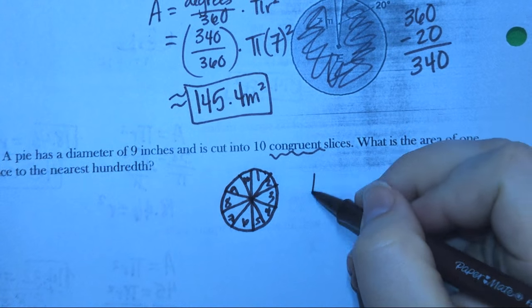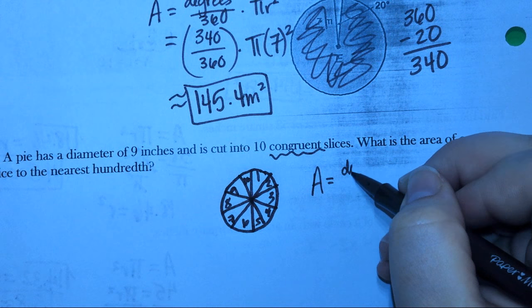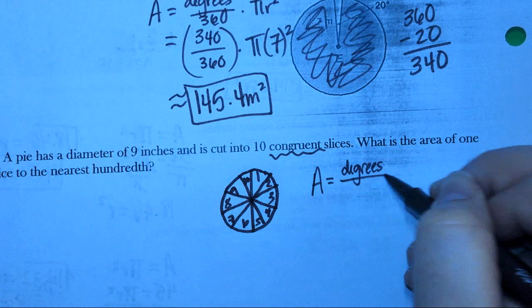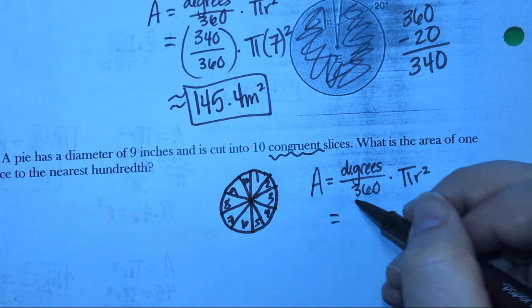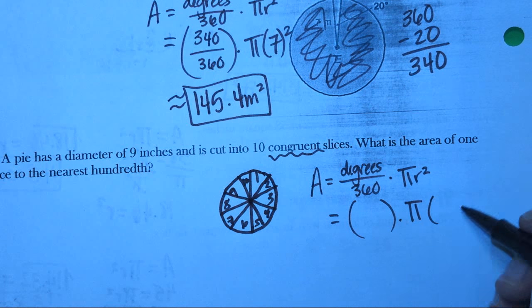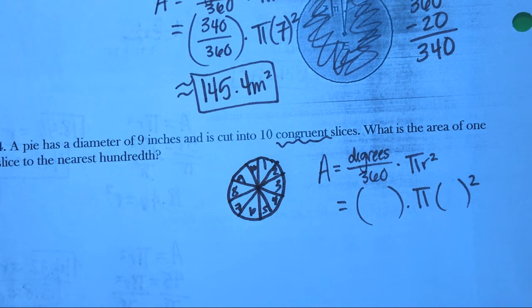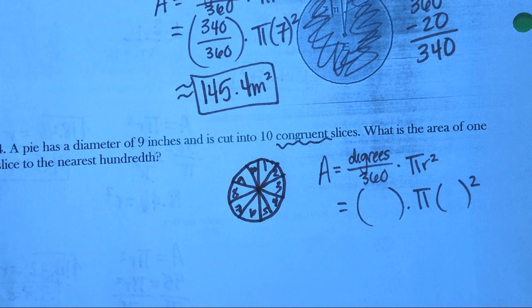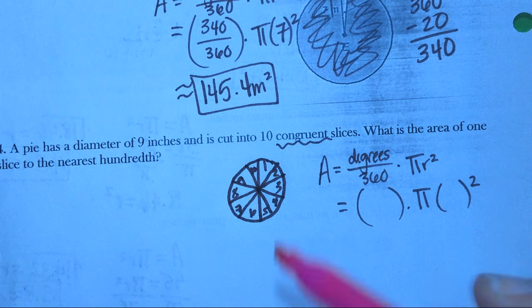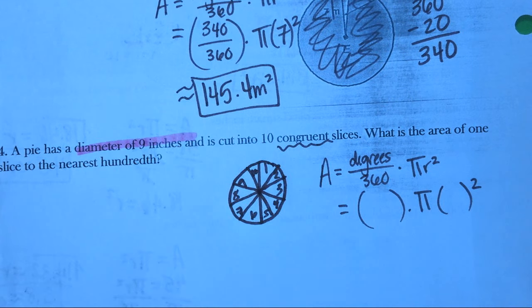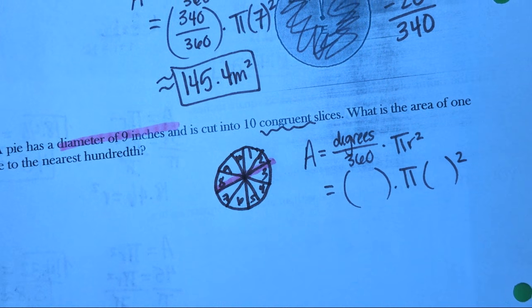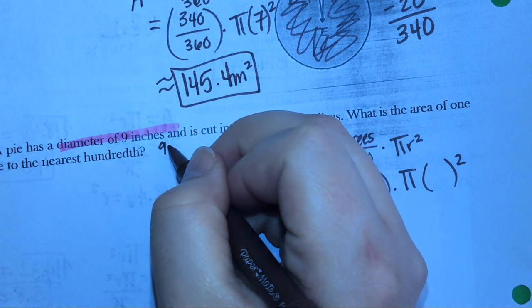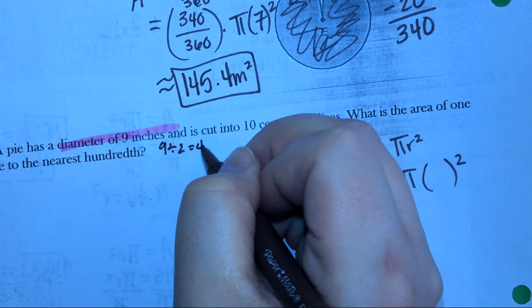So I have this formula. Again, first thing I do is write it: degrees divided by 360 times pi r squared. I need to figure out a number to plug in. Let's first deal with the r. What should I plug in for r? Notice it says diameter of 9, meaning this entire length is 9. A radius would be half of that. So 9 divided by 2, which is 4.5, would be our radius. Very good.